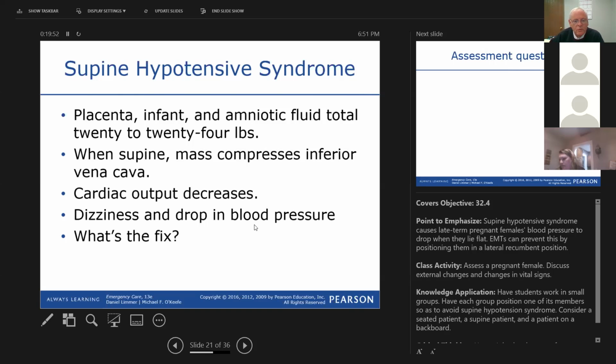So pregnant people or gravid people, we need to tip them on their left side. And it doesn't have to be a lot, just a couple inches.